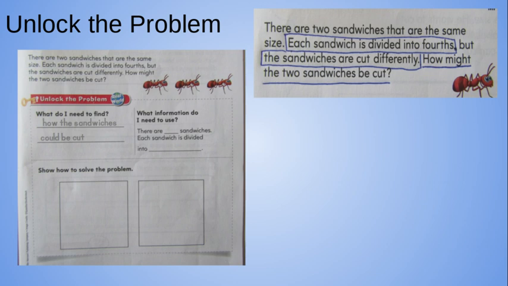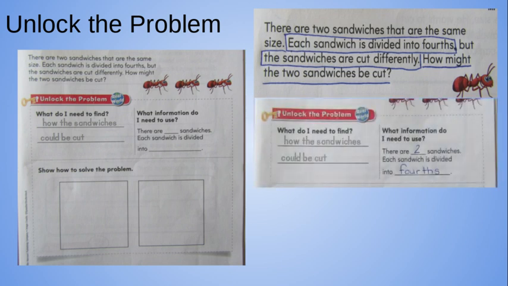Take a look underneath Unlock the Problem. What do I need to find? How the sandwiches could be cut. That was taken right from the question. What information do I need to use? There are blank sandwiches. Each sandwich is divided into blank. Well, I know there are 2 sandwiches and that we're trying to divide them into fourths. Make sure you fill that in and you've spelled fourths correctly because it comes right from the problem.